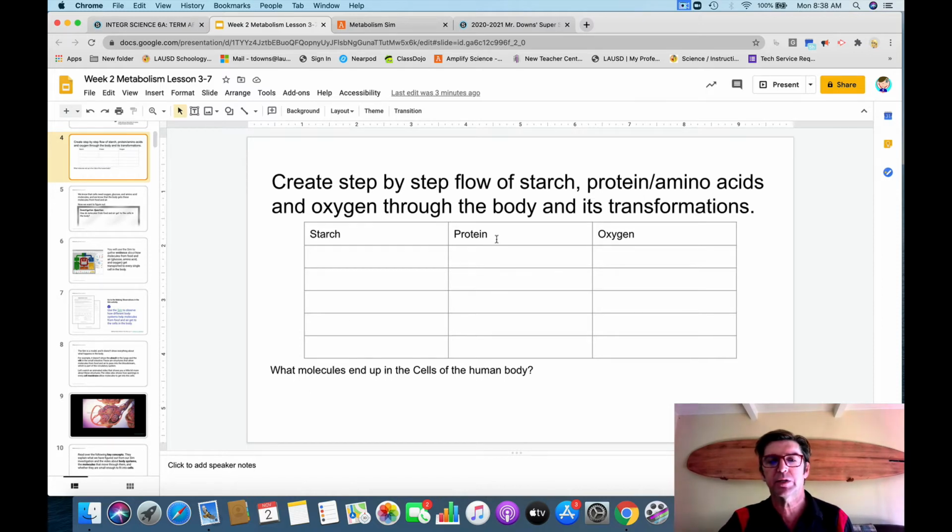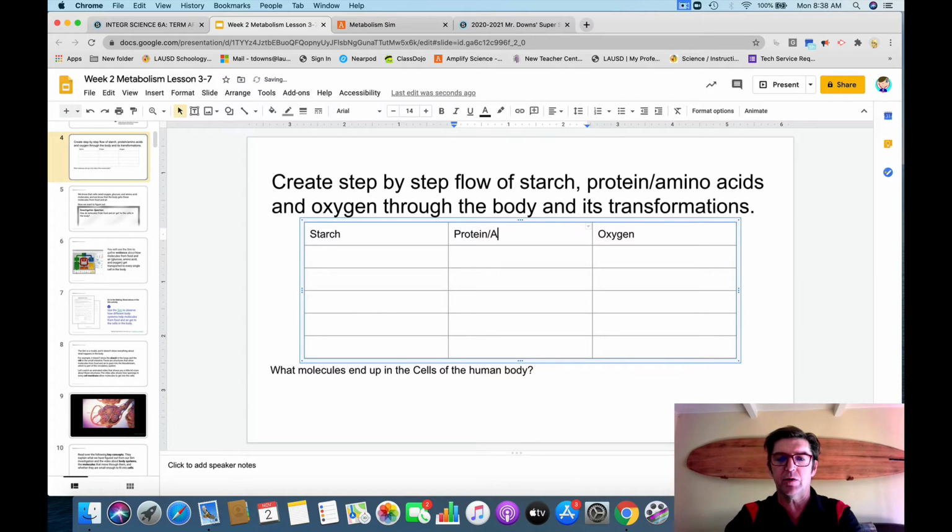Now track protein. We'll call that protein and amino acids because protein breaks down into amino acids. You can track that, see what happens there. Track oxygen. And then you could do another couple of sets if you want, but just do those three. And then pay attention, if you want, do one with everything unclicked and what molecules end up in the cells of the human body. That's what we want. Not a CER, just list them. What molecules end up in the cells of the human body? So once we check that off, let's have some time and get that done right now.